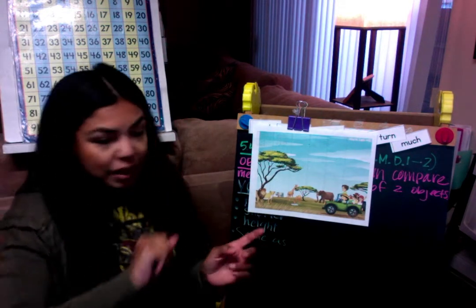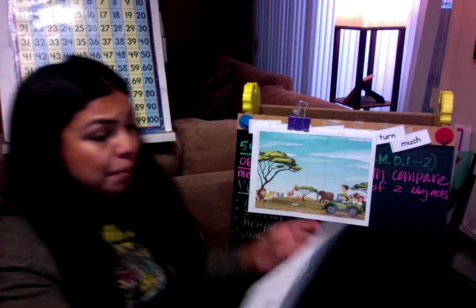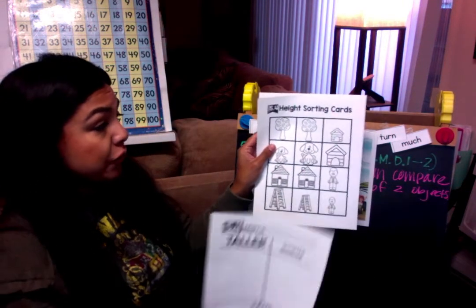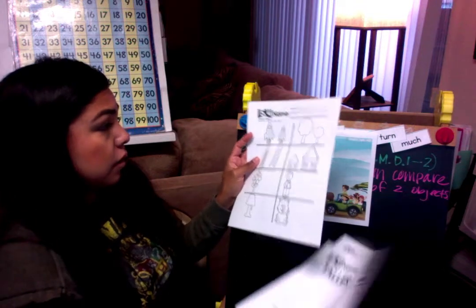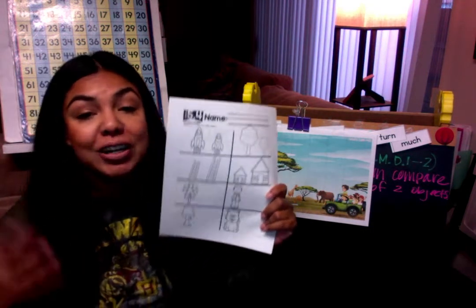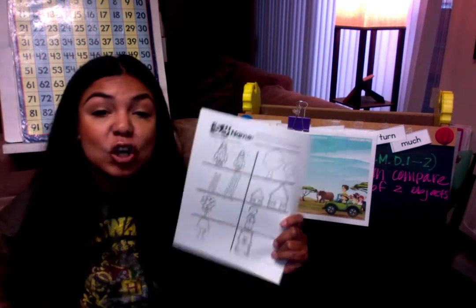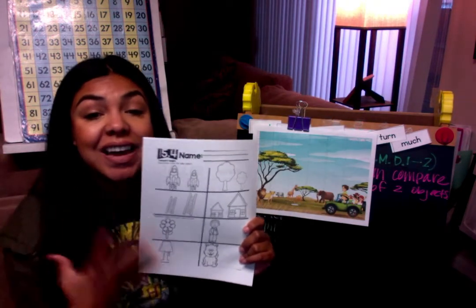Oh, I almost forgot. Most important, 5.4. In this here, let's do this one first. For 5.4, all you're doing here is you're coloring the object that is taller. The object that is taller.